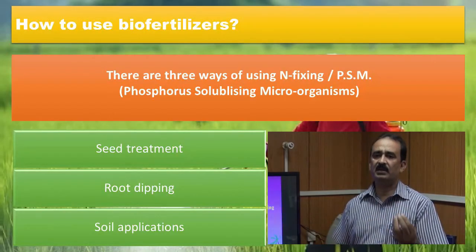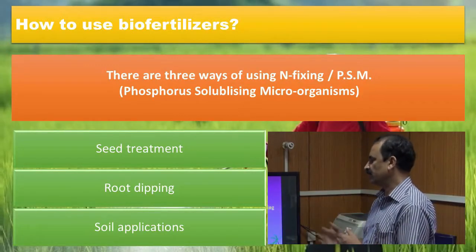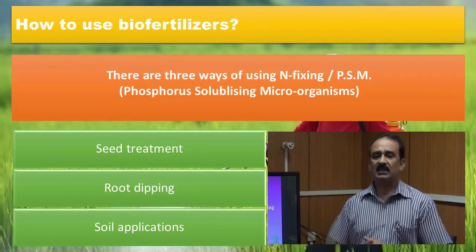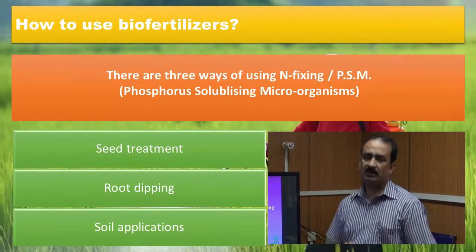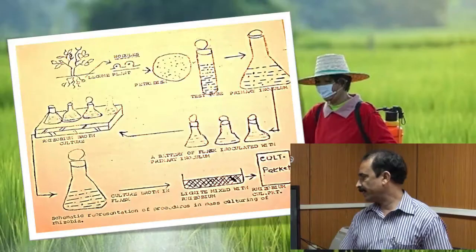Like soybean, pea, soybean and rajma, etc. is suitable for the seed treatment. But for the vegetable crops, root dipping is very useful and important for increasing the crop production.